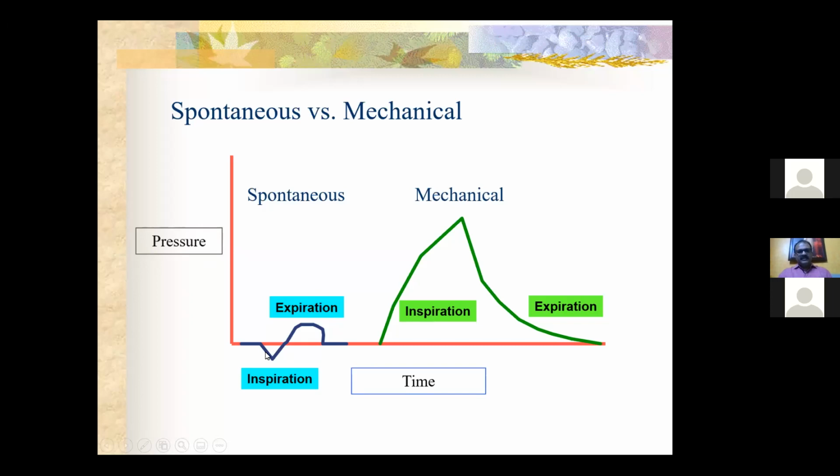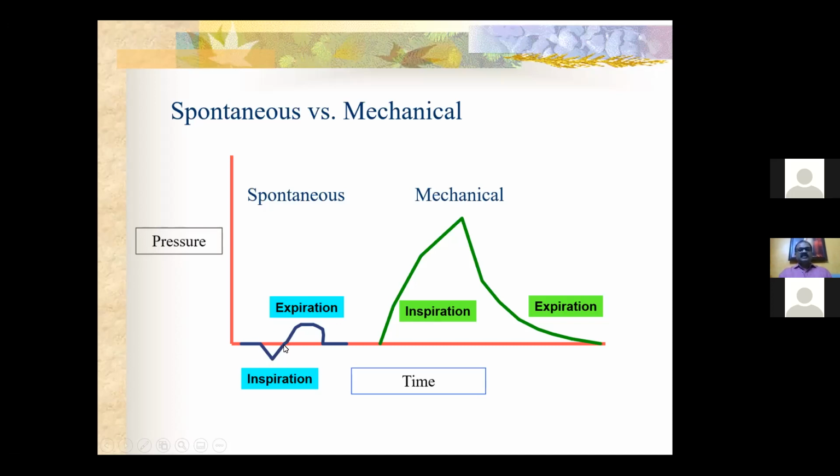You can see that in a spontaneous mode, there will be an inspiration which is going down from 0, and then there will be an expiration which will create a positive waveform. But in case of mechanical ventilation, where the patient is not breathing on their own, the machine is basically supporting the ventilation, the inspiratory waveform will also be a positive one, and expiration is also like that. So the basic difference will be this part where the inspiration will be producing a negative.